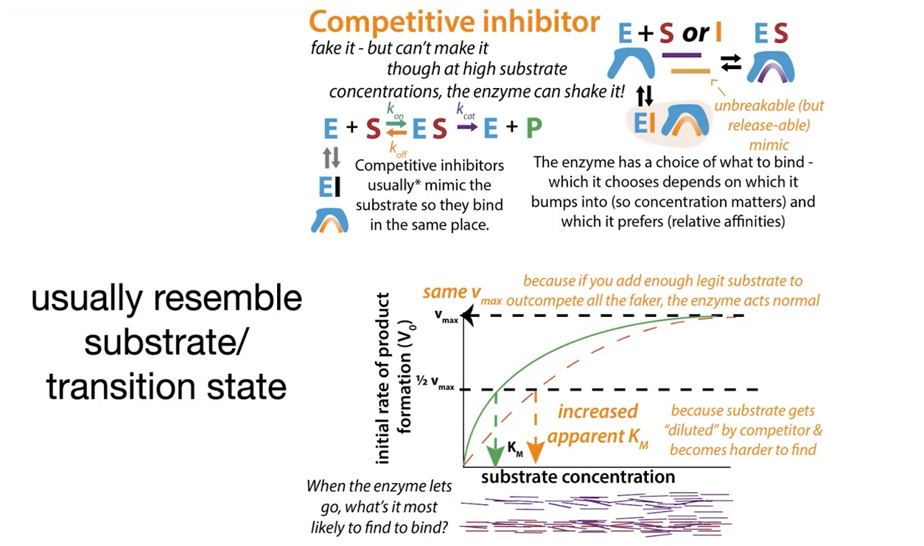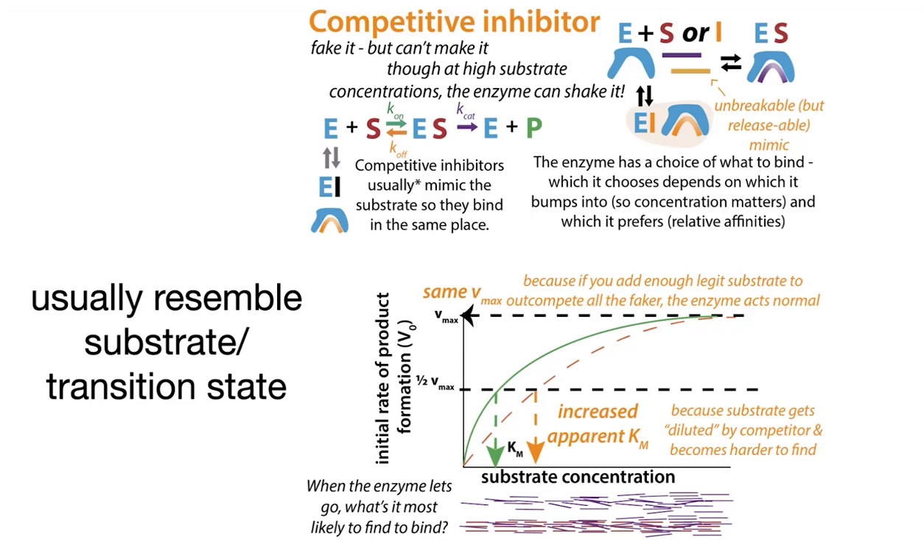But that maximum velocity itself is going to be the same because if you add enough of the substrate, you're basically diluting out the inhibitor to such a degree that, as long as the inhibitor is not permanently stuck on there, if it happens to unbind, the first thing it's going to pick up is going to be a substrate. It's more likely to pick up a substrate than it would be to pick up an inhibitor.